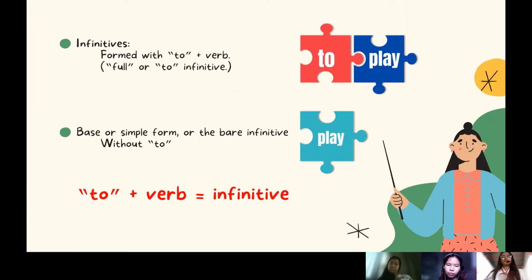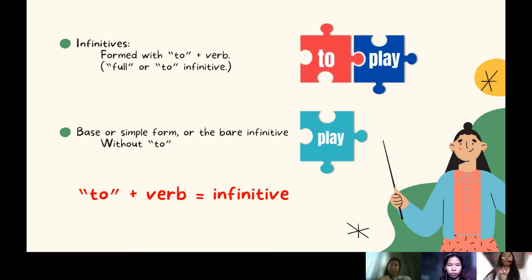Okay, so first we are going to talk about what infinitives are. Infinitives are words that are formed with to plus verb. Take note of this formula. Even though we are studying English, we are going to use mathematical equations to understand these. So, to plus verb can form infinitives. For example, we have the word to play.